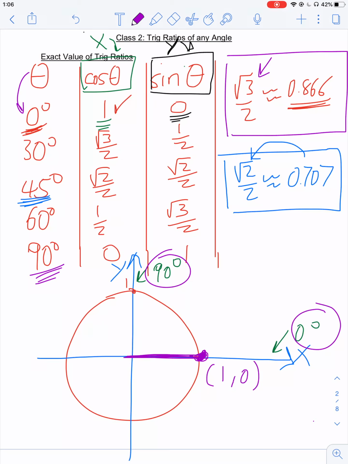Oops, it's not working really well. So, okay, now I think it looks better. So think about this point over here. What is your x coordinate for this point? Turns out your x coordinate is 0.